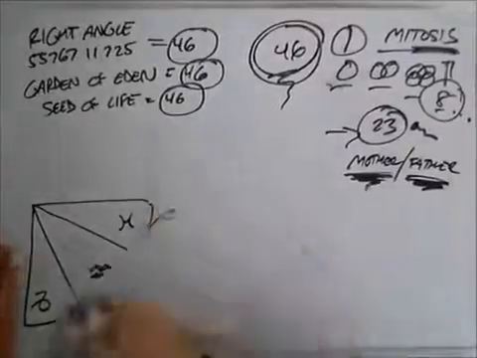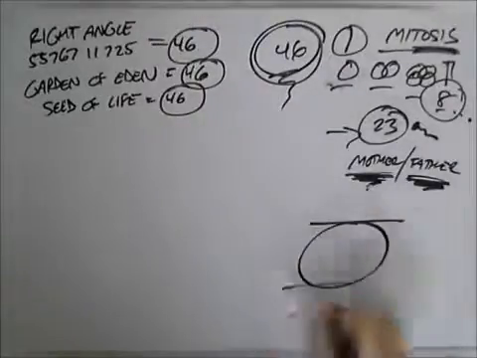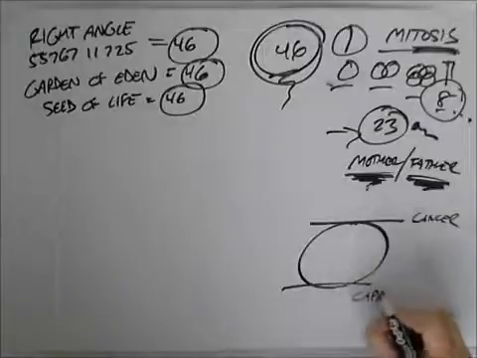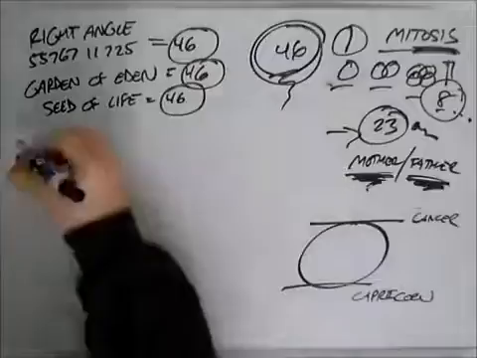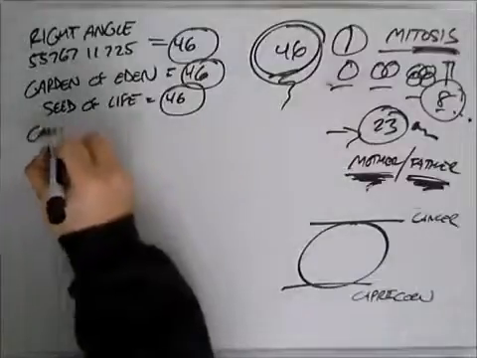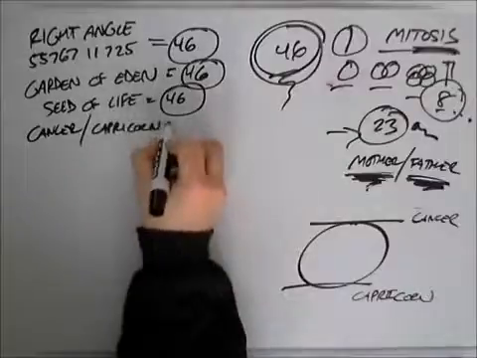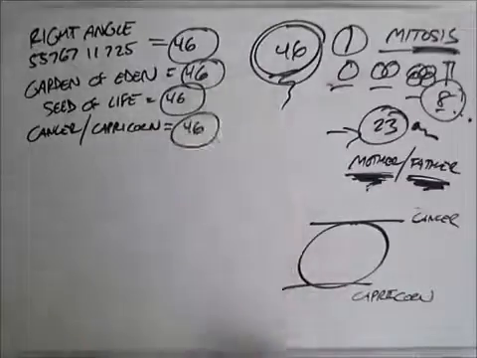But what are we dealing with here? We're dealing with the Tropic of Cancer and the Tropic of Capricorn. Cancer equals 18, and Capricorn equals 28. Together, this equals 46.